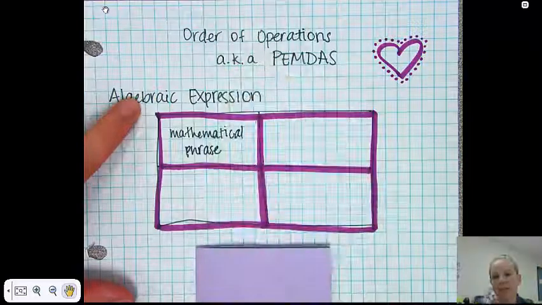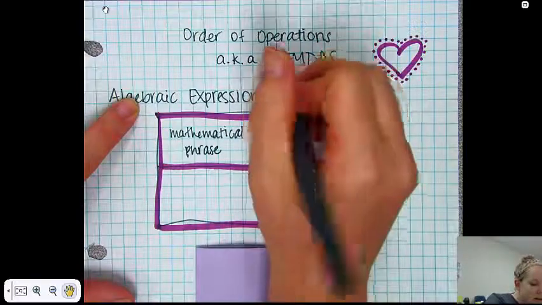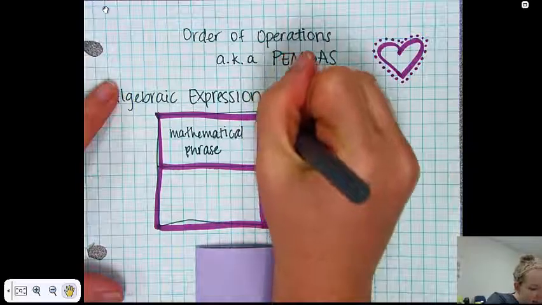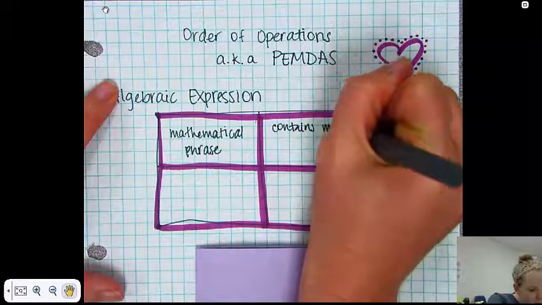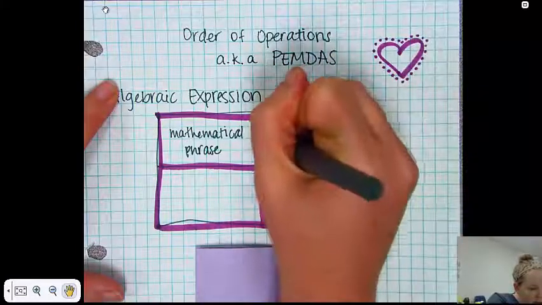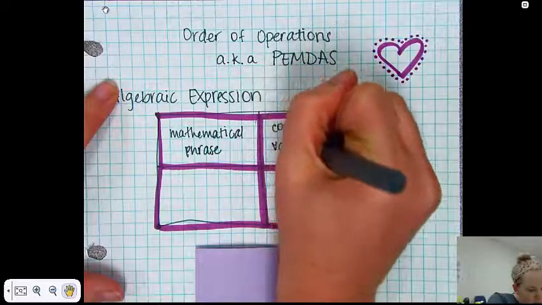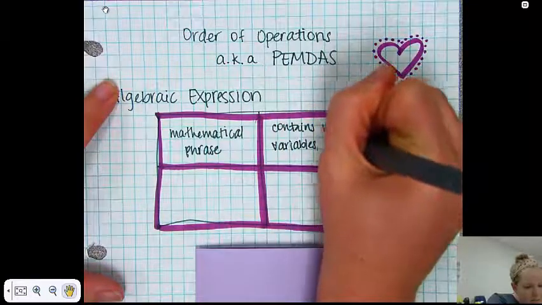Okay, that's going to be our definition. Our characteristics are going to be: it contains numbers, variables, and operations.